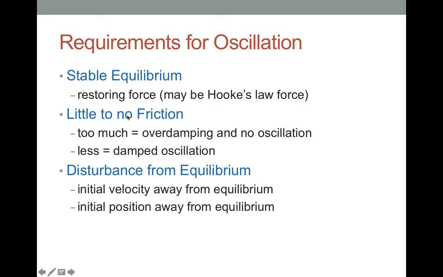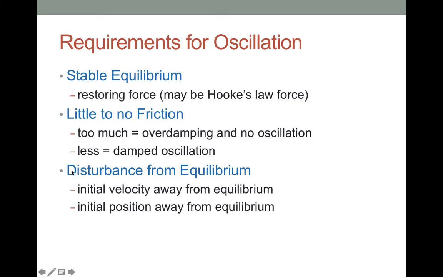We also need little to no friction, because if we get too much friction, we'll end up with what's called an overdamped system, where the friction, if it's so much bigger than the restoring force, will not let the system oscillate at all. If we have less friction, so the friction is small compared to the restoring force, it will oscillate, but the oscillations will become damped. The mathematics is a little more complicated, and we simply won't have time to go over that.